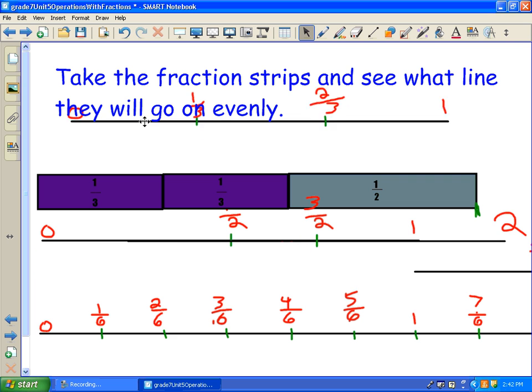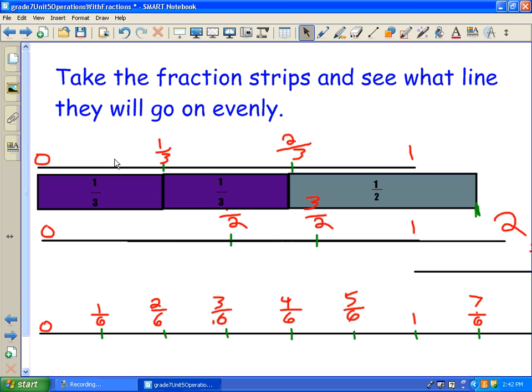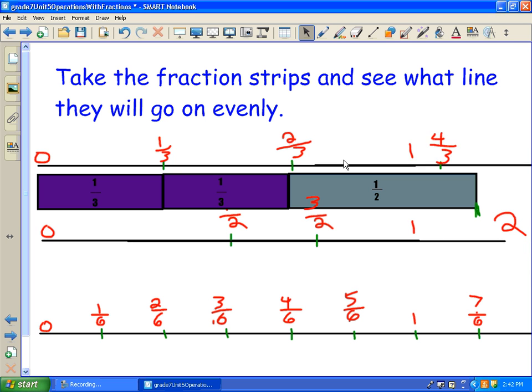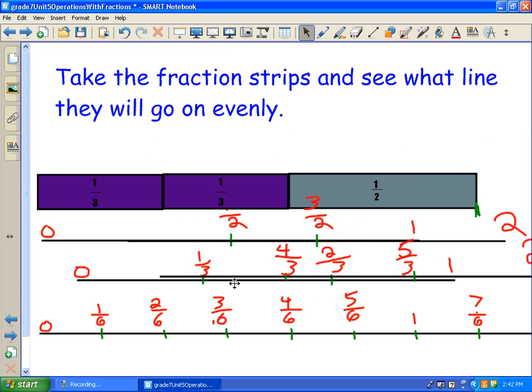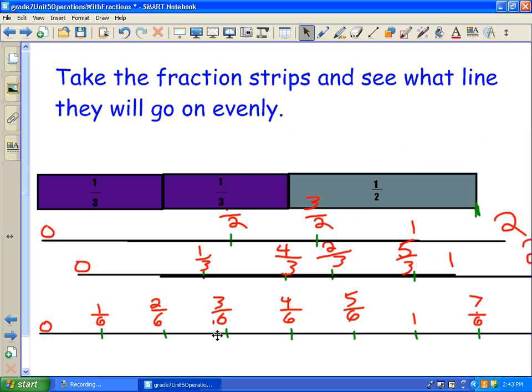So let's try thirds. If I put my thirds up there, all the way to here, it's going to be greater than 1. So this is 3/3. My next one should be 4/3. But as you can tell, 4/3 is right here, and when I line it up, it's not going to line up on the thirds at all. So thirds are no good to use either. So I'm going to have to take the next one.